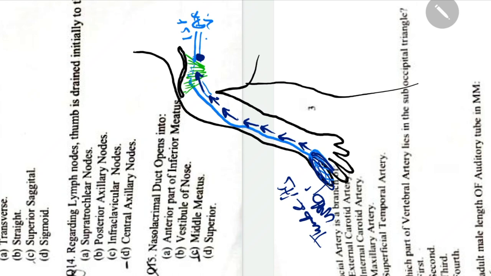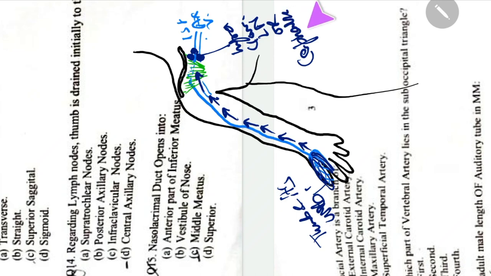And now they will drain into these lymph nodes present below the clavicle, the infraclavicular group of lymph nodes, also called cephalic lymph nodes. So remember that the lymphatic drainage of the thumb is into the infraclavicular or cephalic group of lymph nodes, while the rest of the upper limb drains into other lymph nodes.